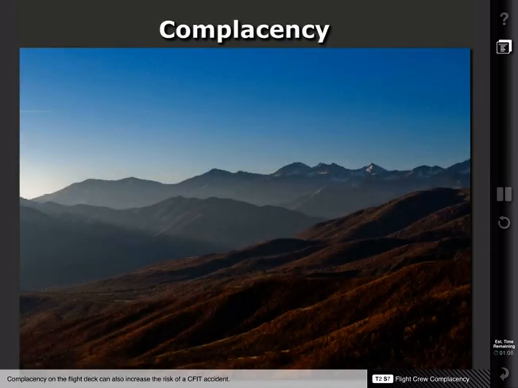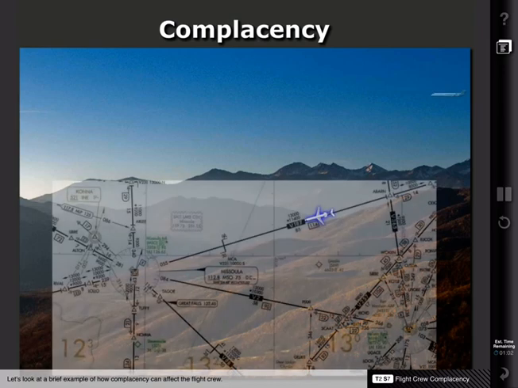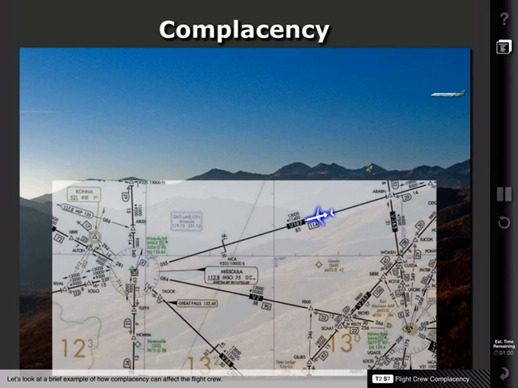Complacency on the flight deck can also increase the risk of a CFIT accident. Let's look at a brief example of how complacency can affect the flight crew. On arrival into a familiar airport surrounded by elevated terrain, the crew receives a late descent clearance. Towards the end of the descent, the crew receives a GPWS warning, which is not unusual for this route of flight.